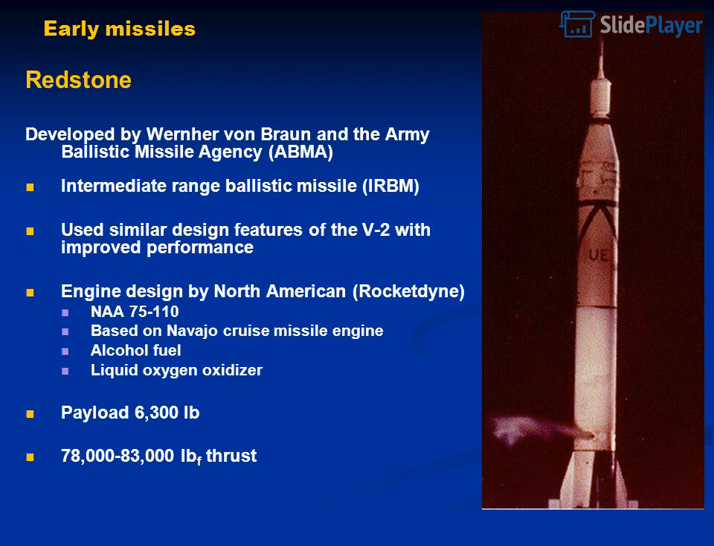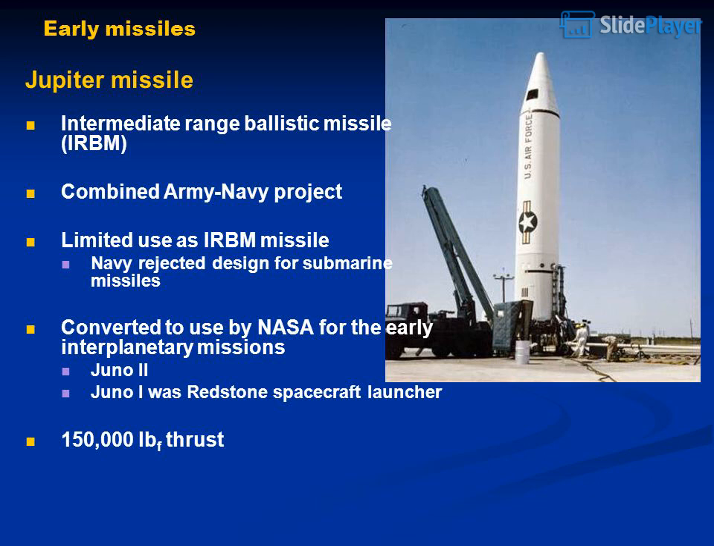Payload 6,300 pounds. 78,000 to 83,000 lbf thrust. Early missiles: Jupiter. Intermediate Range Ballistic Missile, IRBM. Combined Army-Navy project, with limited use as an IRBM. The Navy rejected the design for submarine missiles. Converted for use by NASA for the early interplanetary missions. Juno II. Juno I was the Redstone spacecraft launcher.